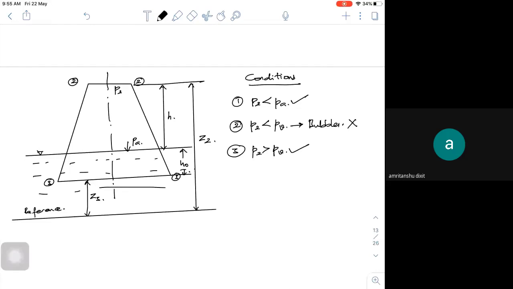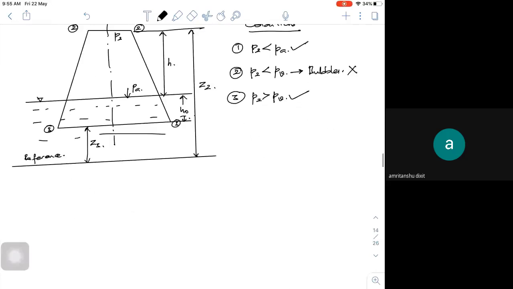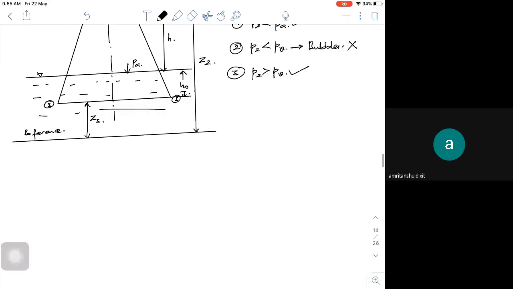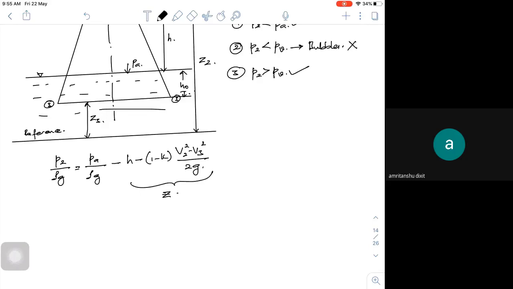To do this, let us write the equation we have already derived. That is for your draft tube, P2 by rho g is equal to PA by rho g minus [H minus (1 minus K) into (V2 square minus V3 square) by 2g]. We have this expression. Now, the whole thing is some kind of a head. This is your head.